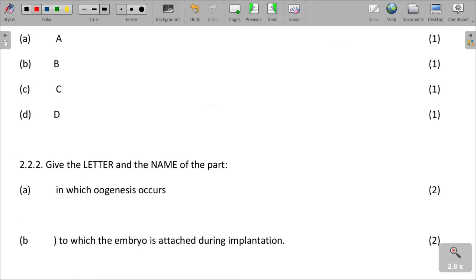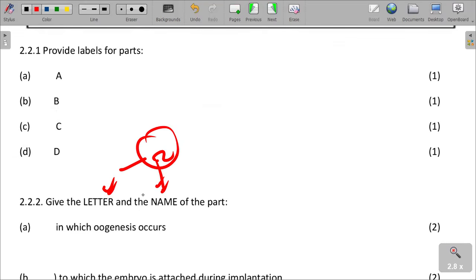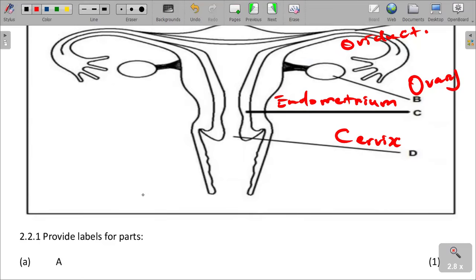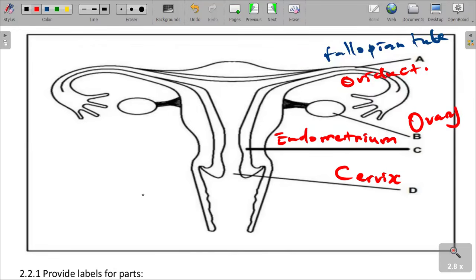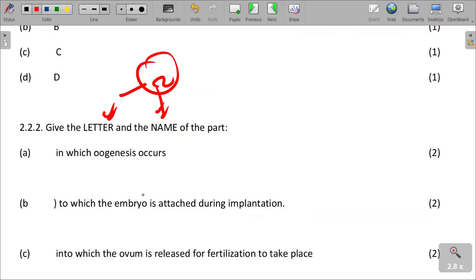Give the letter and name of the part in which oogenesis occurs. We said oogenesis is the formation of female sex cells. Please note that there are two questions here, so you have 2 marks because you need to give the letter and name. Oogenesis occurs in the ovary, so we need to see which part represents the ovary. It is B, which is the ovary.